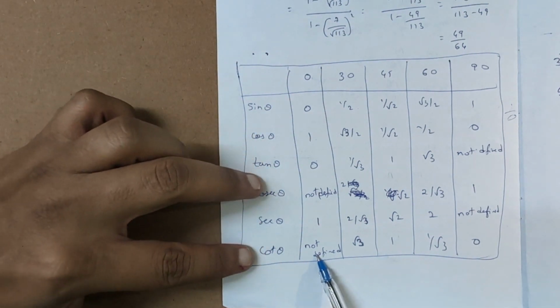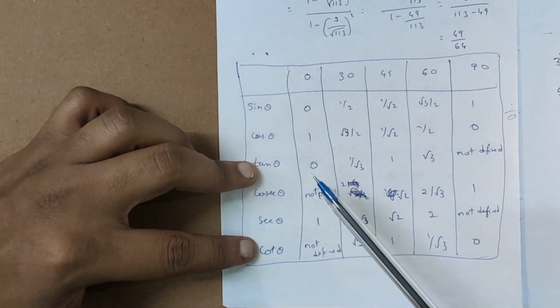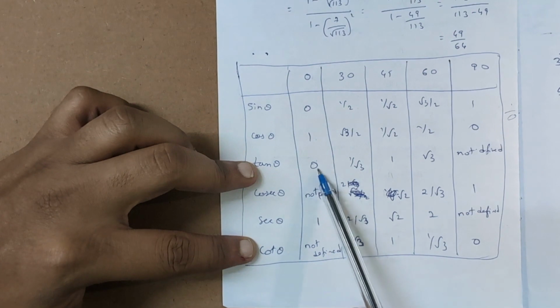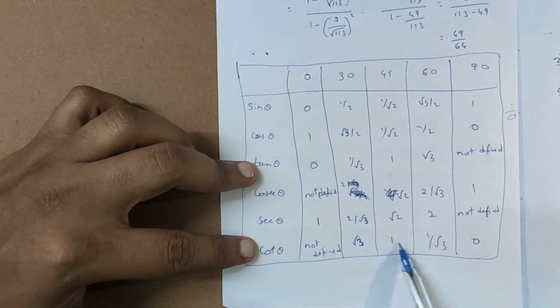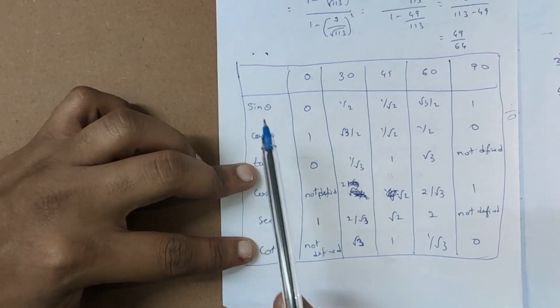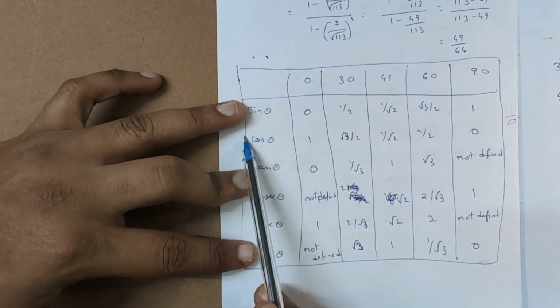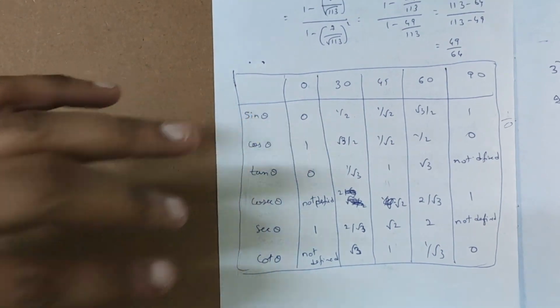Same with cot theta, it is like the opposite of tan. So 0 is not defined, then root 3, 1, 1 by root 3 and 0. So as I mentioned, if you know sin theta, then all the other 5 you can also directly write.